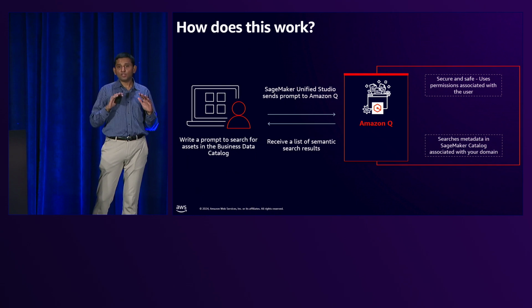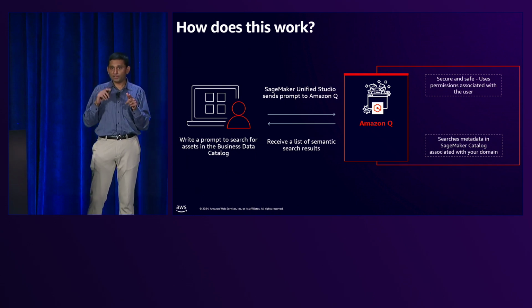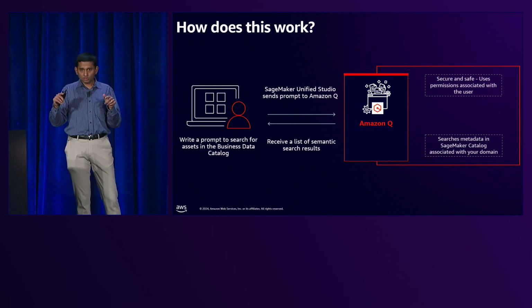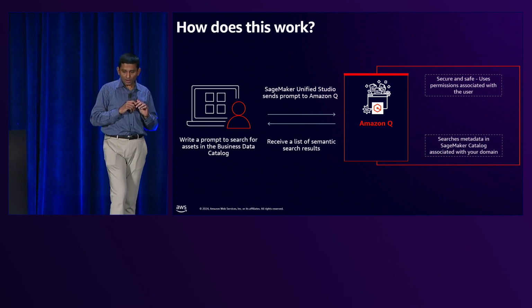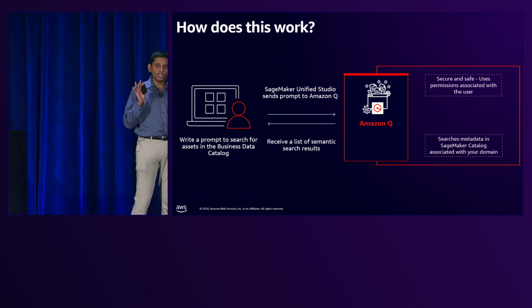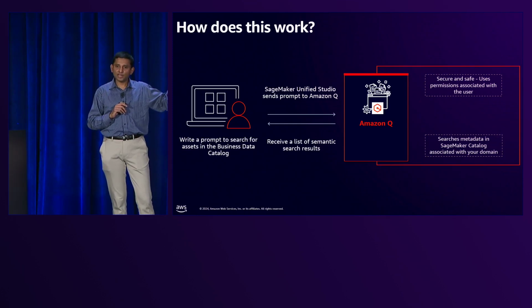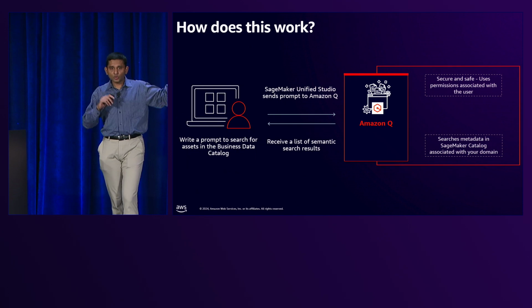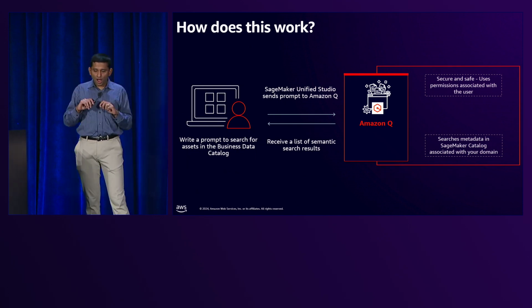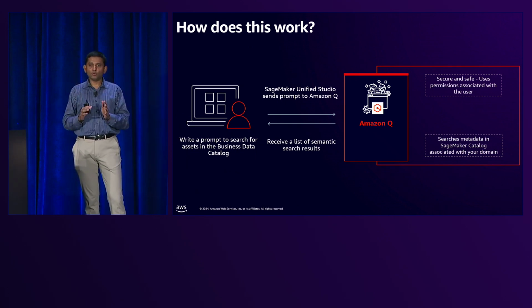And as the response is created, Q only uses the permissions associated with that particular user. So that ensures that data access is secure and safe, and it uses any context that is only relevant to that user. So in this case, for example, when Elsa asked, show me data sets that have the loan status information, Q only looked at the data sets to which Elsa had access to and the scope of the metadata that she was allowed to access.